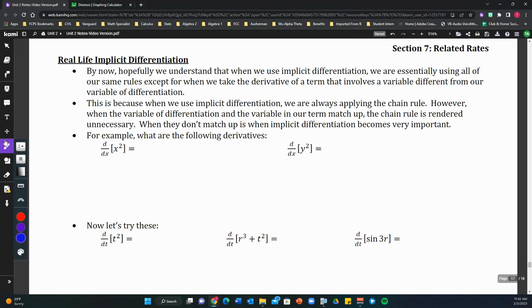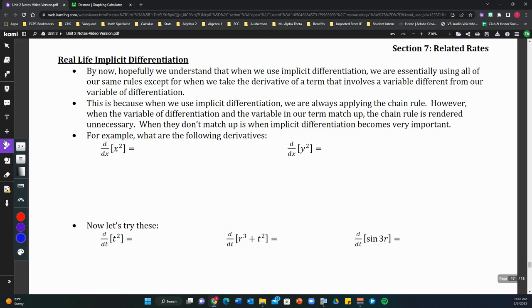So by now we hopefully understand that when we use implicit differentiation, we're essentially using all of our same rules except when we take the derivative of a term that involves a variable different from our variable of differentiation. So if I take the derivative of a y variable with respect to x, then we have to do something differently. That's because when we use implicit differentiation, we're always applying the chain rule. When we see a y squared term, we're still following the pattern of a quadratic term, which is a linear pattern to find its derivative.